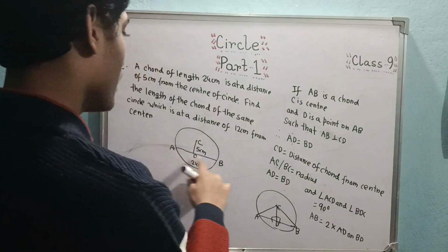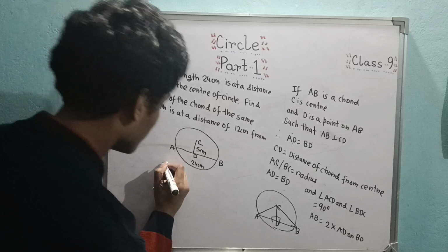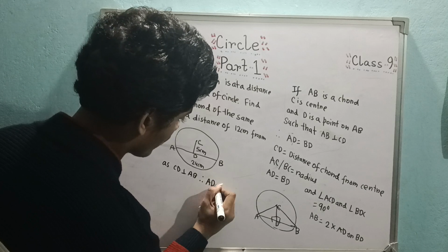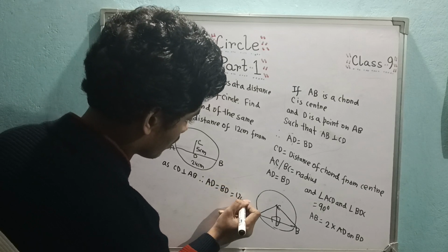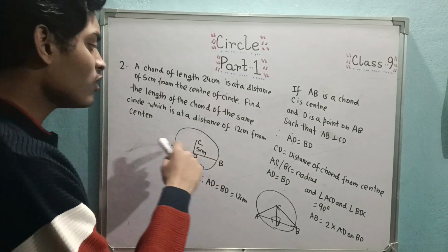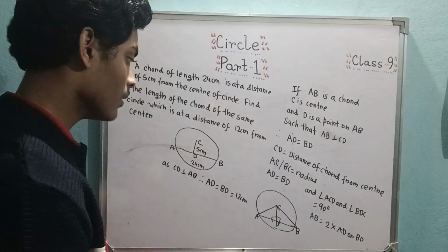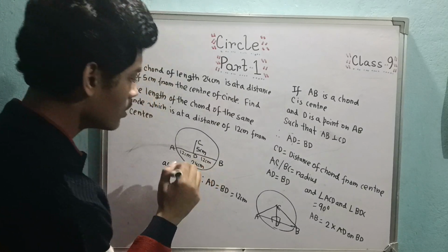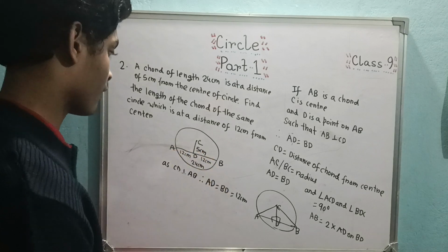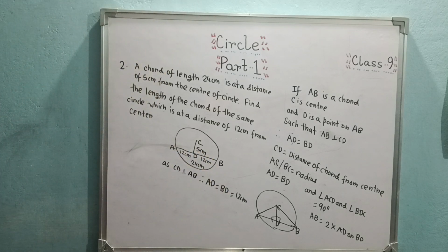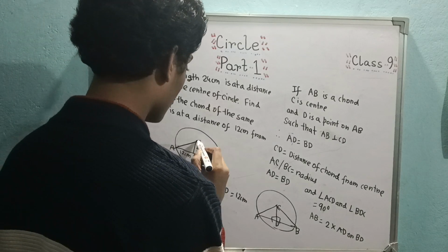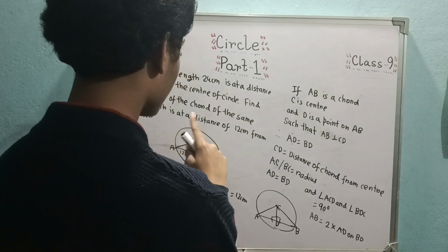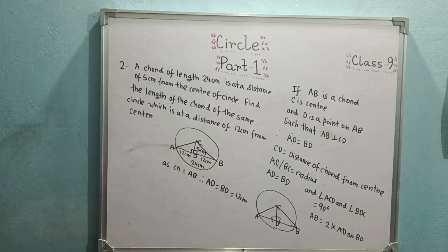Then, as CD is perpendicular to AB, therefore AD equal to BD equal to 12 cm. First of all, CD is actually dividing AB into two equal parts, and AD equal to BD, which is 12 cm. Just divide 24 by 2. Then if you join AC and BC, when you are drawing perpendicular, BDC and ADC are right angles, I told you. So these two are right angle triangles.